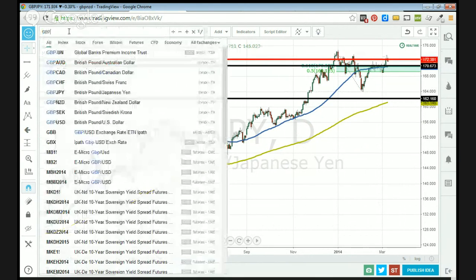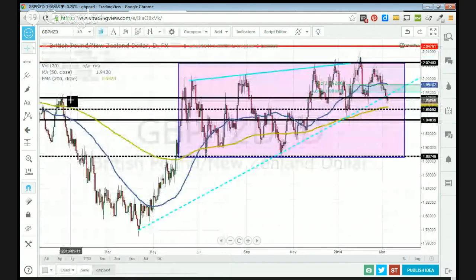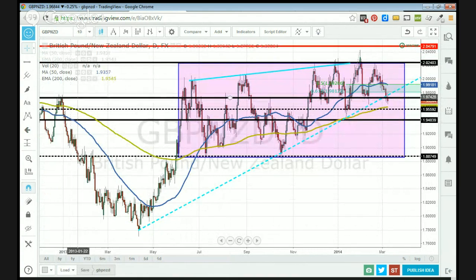Pound Kiwi. Okay, Pound Kiwi. Nothing much here in my opinion. Just sort of in this range, and price action is a little unclear to me. I mean, we are at this. This is a support level of sorts.